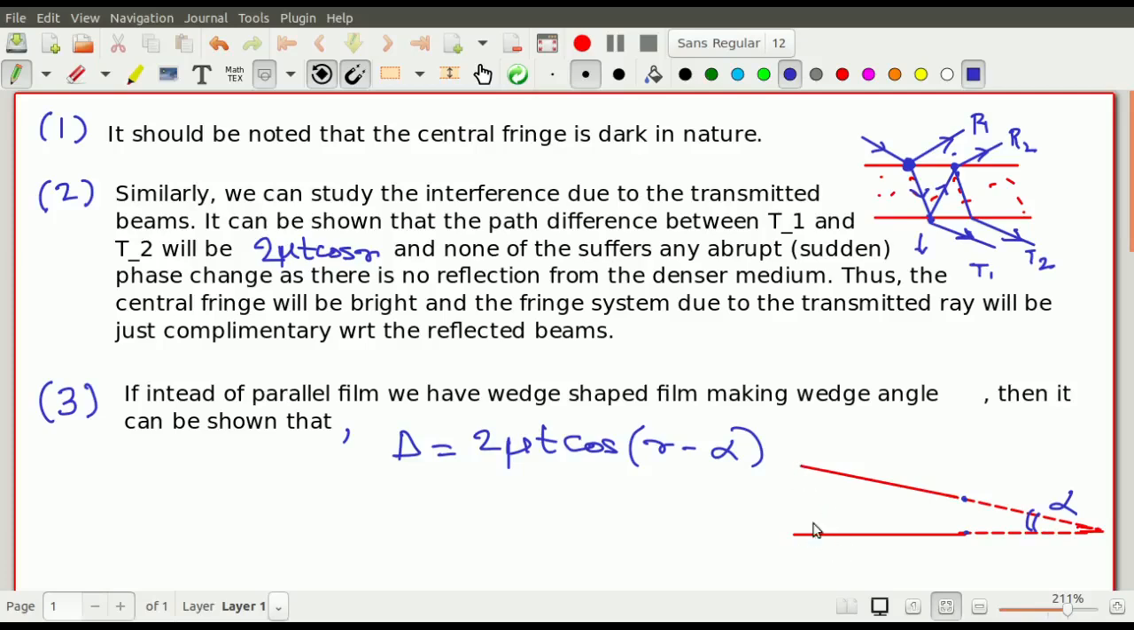এই ধরনের ফিল্মকে wedge shaped বলা হয়, it is called a wedge shaped film making wedge angle alpha, and then it can be shown from this type of treatments only that this is r minus alpha. বুঝতেই পারছো কোনো একটা জায়গাতে অ্যাঙ্গেলটা ডিক্রিজ করবে, the angle which you are taking to be r. Just have a look over here, এই জায়গাটাতে খালি দেখো, you will understand from here only.